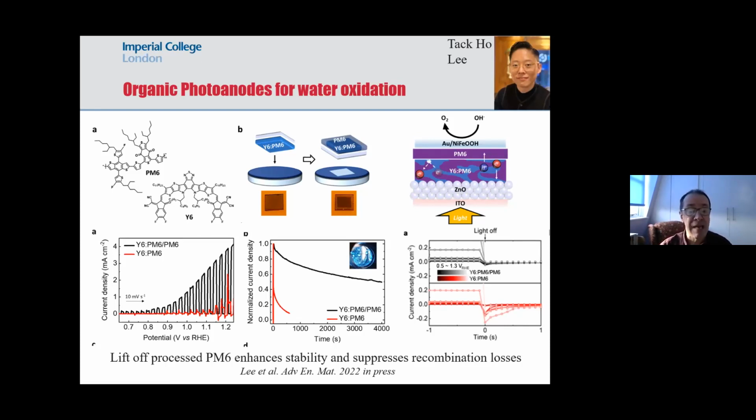And in this way, we were able to take the same PM6:Y6 materials, which are yielding those very high performance solar cells, and make photoanodes for water oxidation, where this PM6 layer on the top was both improving the stability, but also suppressing recombination losses, because of course you have to accumulate lots of charge in this catalyst in order to drive the water oxidation. That charge in a catalyst can recombine with electrons in the active layer. The PM6 layer was very effective at blocking that recombination.